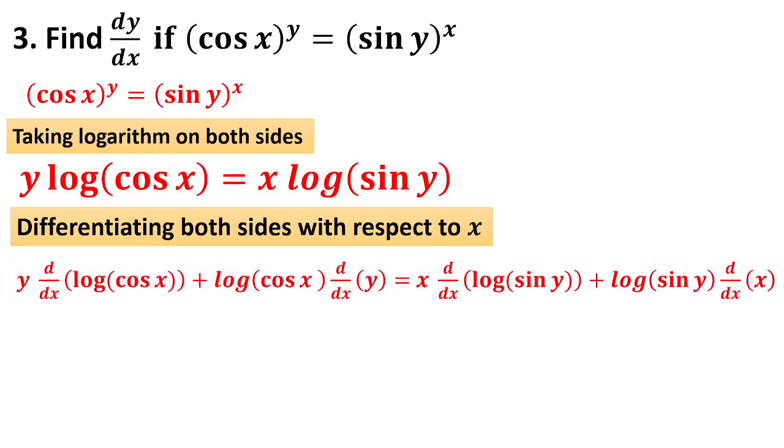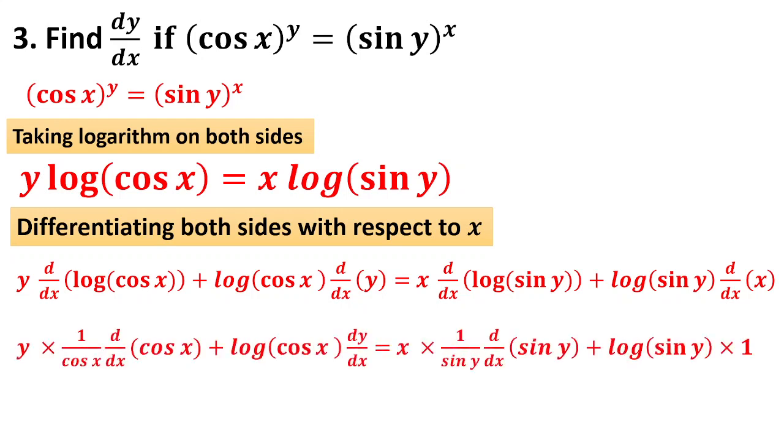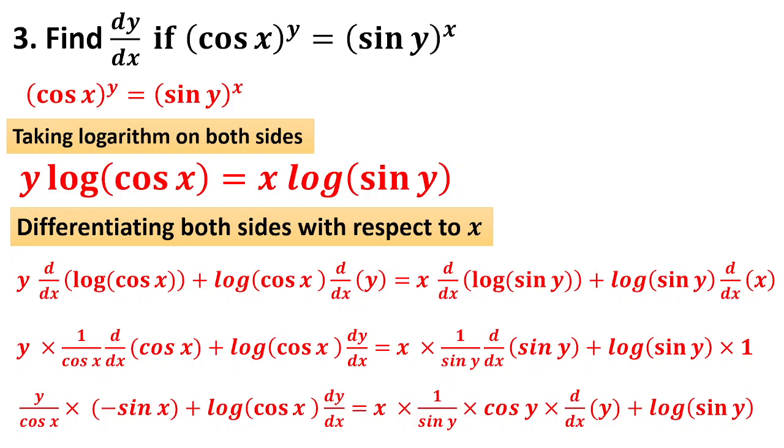Keep y, differentiate log cos x. Keep log cos x, differentiate y. Right hand side, keep x, differentiate log sin y. Keep log sin y and differentiate x. Now use the chain rule. What is the differentiation of log cos x? It is 1 by cos x into d by dx of cos x. On the right hand side, what is the differentiation of log sin y? 1 by sin y into differentiation of sin y. Well, then I am using once again, what is the differentiation of y? That is dy by dx.